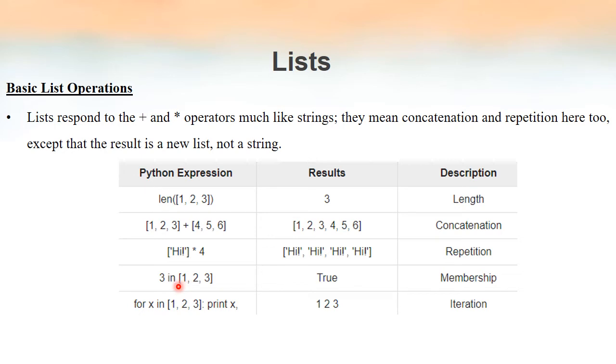Okay. Now there is one membership operator that is known as in. This operator is used to check whether a particular element is there inside the list or not. So this operator in will be returning true if the element 3 is inside the list. If this element is not inside it, it will be returning false.